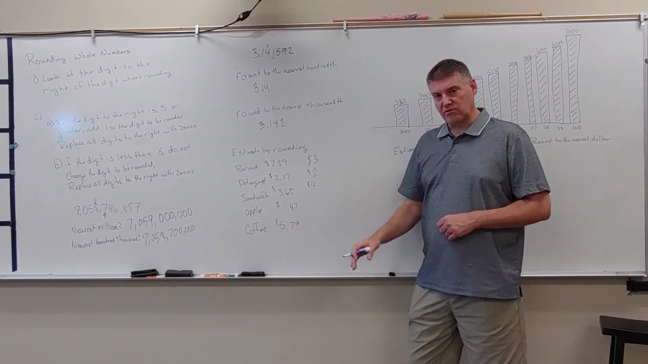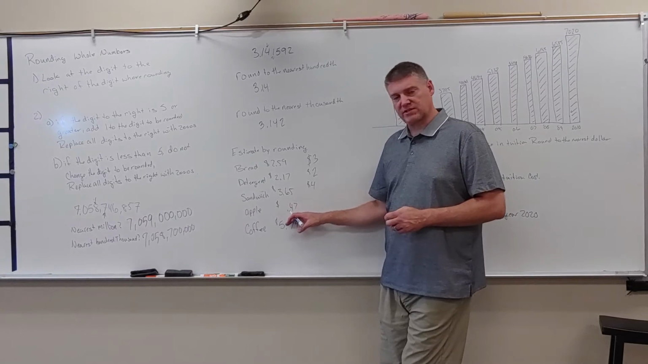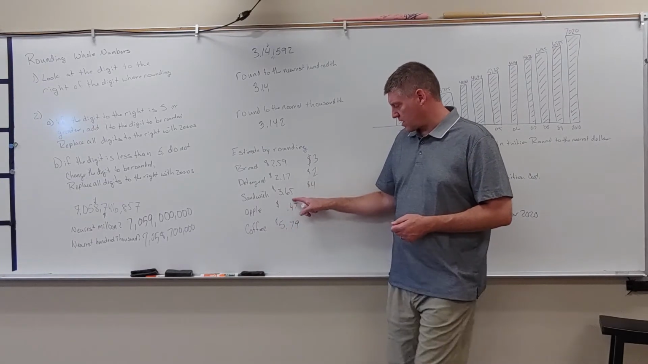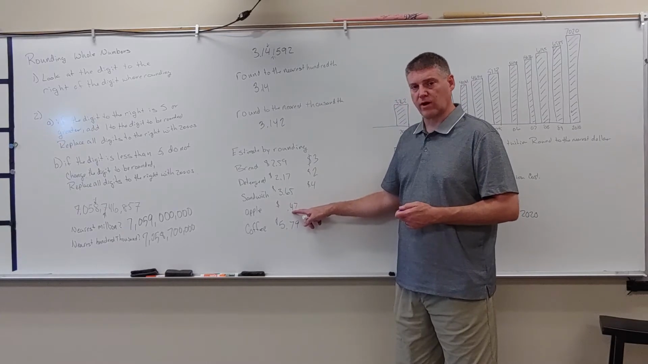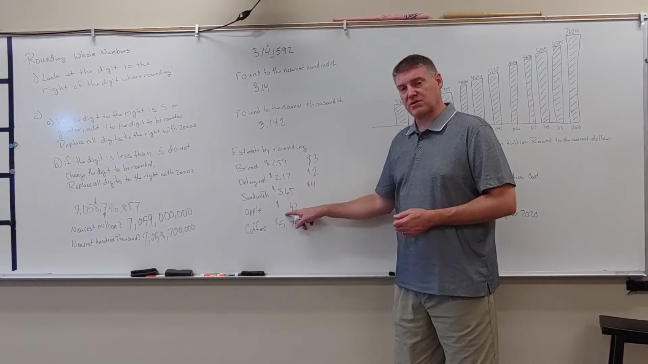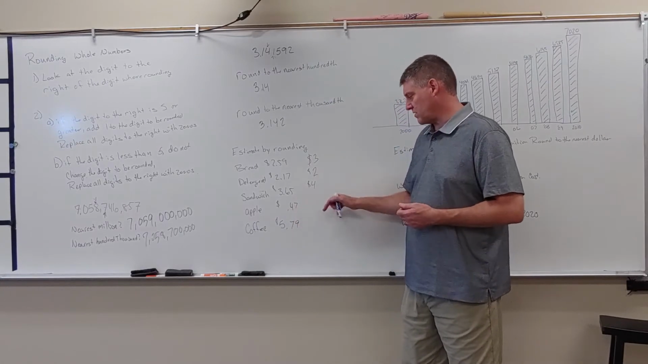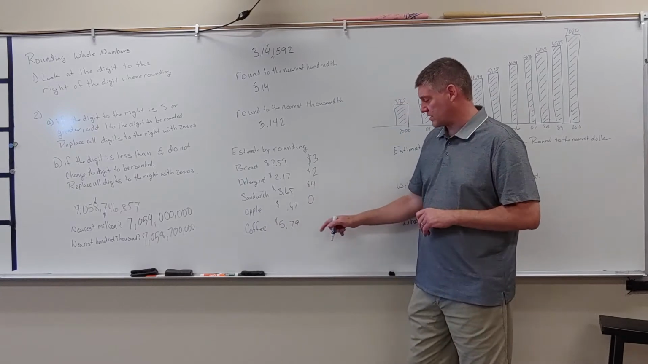Now this one's a little unique because this is less than $1. So I have 47 cents. I don't really care about the 7. I don't care that it's close to 50 cents. I only look at the 4. So 4 is less than 5. So I keep this number the same here and replace all the others with 0. So this ends up becoming $0. That's my round for that.